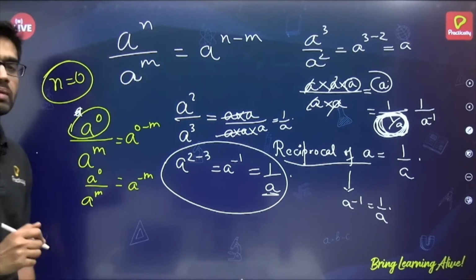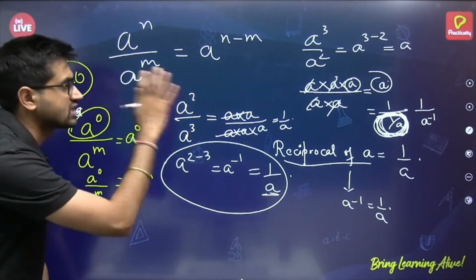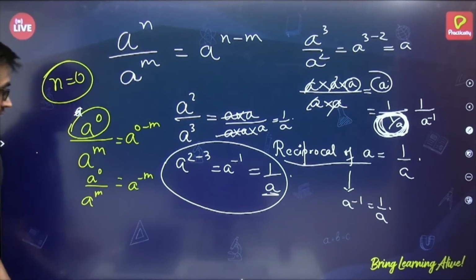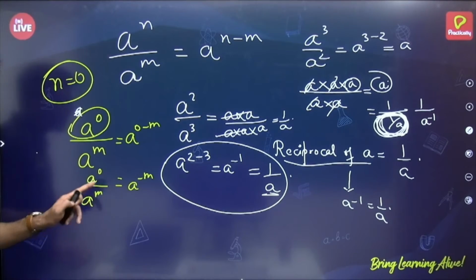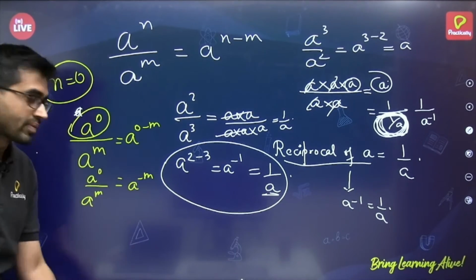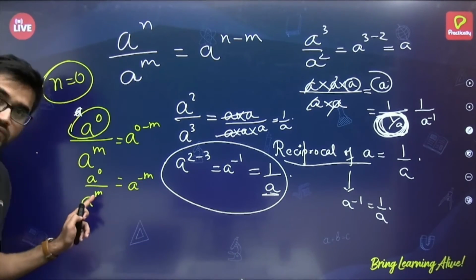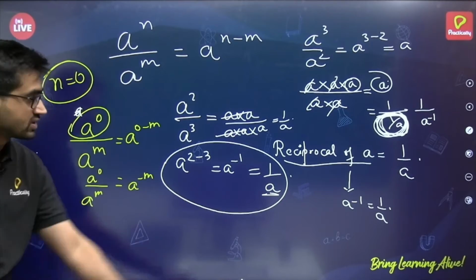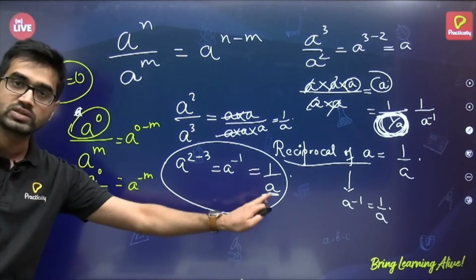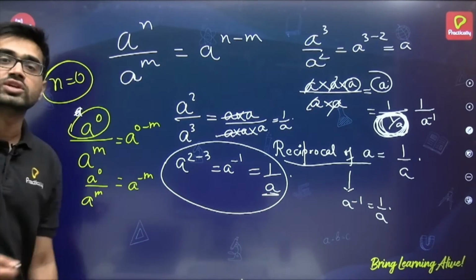I am trying to do something which is very different. So you have to just spend 1 minute more and you are done. A to the power 0 upon A to the power m, you are telling us, is A to the power minus m. Now sir, I can see if it is 1, I will get A to the power minus 1. This is what you are telling me. A to the power minus 1 is 1 by A. But what is A to the power 0, sir?